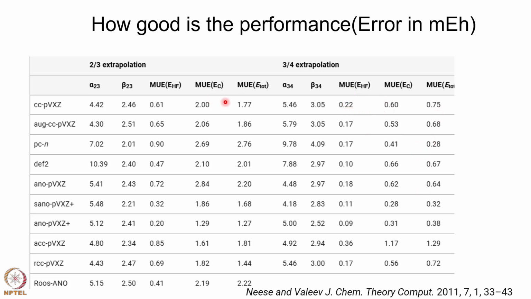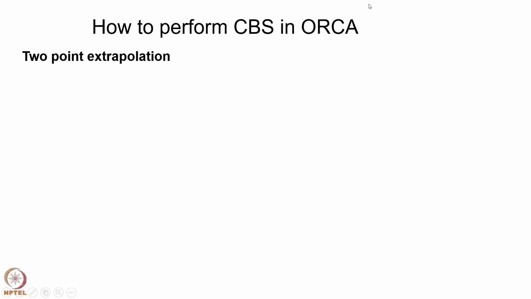But one important thing to notice is that if you do the 3/4 extrapolation, the error in the total energy is much smaller than with 2/3 extrapolation. So, if you can afford it, it is always preferred to use the 3/4 extrapolation scheme. Now, we are going to show an example of how to perform these calculations. Let us again go back to our favorite example of CH2, but before that let us see the keywords.